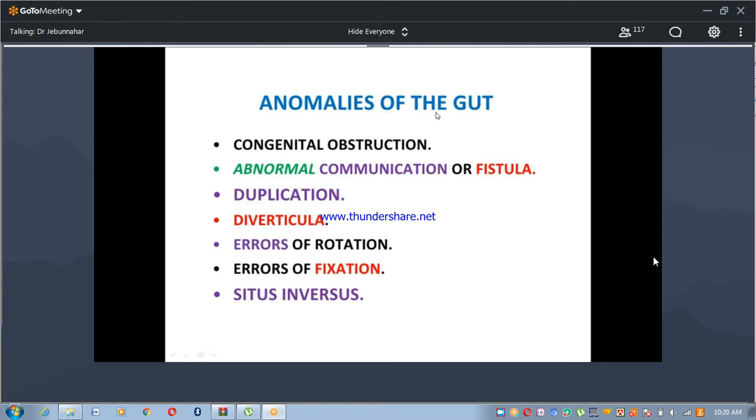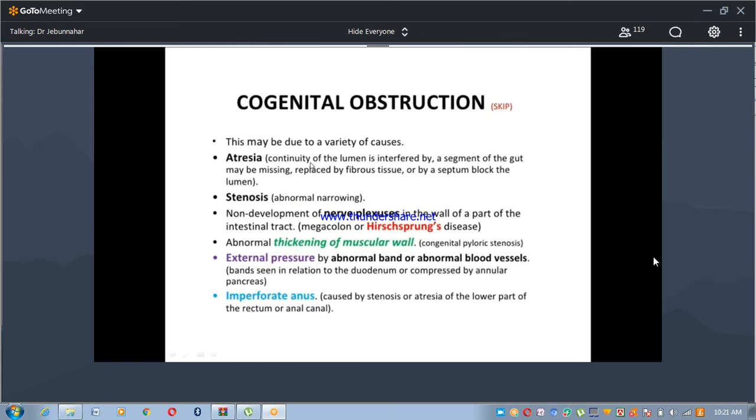So now, anomalies of the gut. A few anomalies may be observed during birth or during development of the GIT. What are these? These are congenital obstruction, abnormal communication or fistula, duplication, formation of diverticula, errors of rotation, errors of fixation, and situs inversus. These are a few abnormalities during development of the GIT.